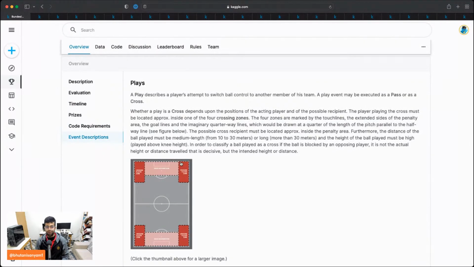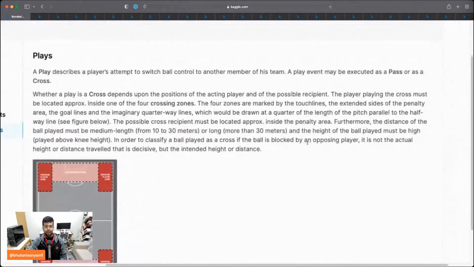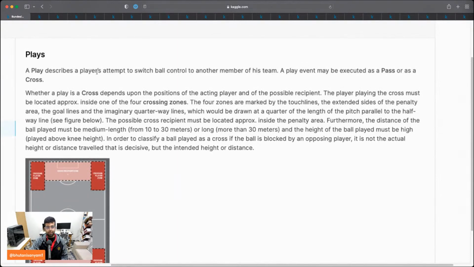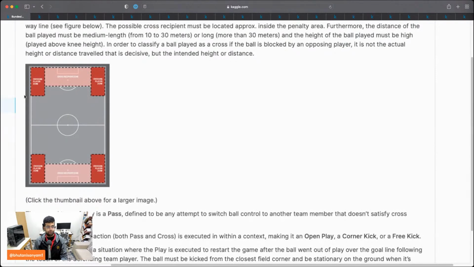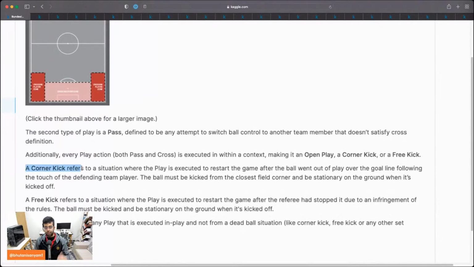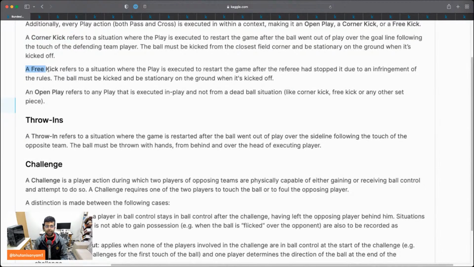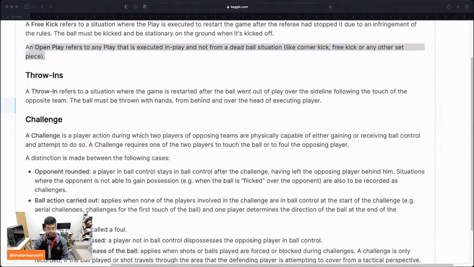Here they extensively define what the different events are. I thought it's just either a play or a pass. That's not true. There are multiple subclasses as well. You don't just have to classify simple events inside the video. There are a lot of classes. So they've described what a play is. A play is an attempt to switch ball control from one member to another. It may be a pass or a cross. A cross happens when you are shooting the ball from these red boxes to another area. A corner kick is when you're kicking from the corner. A free kick is when the game restarts from the kick. An open play is just happening anywhere apart from this. A throw in happens when the ball is thrown from outside the field to inside the field.